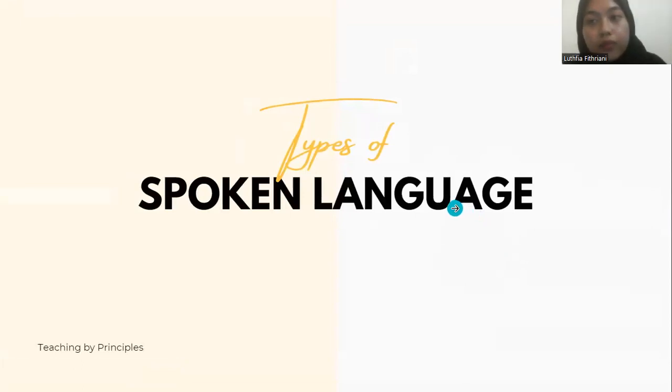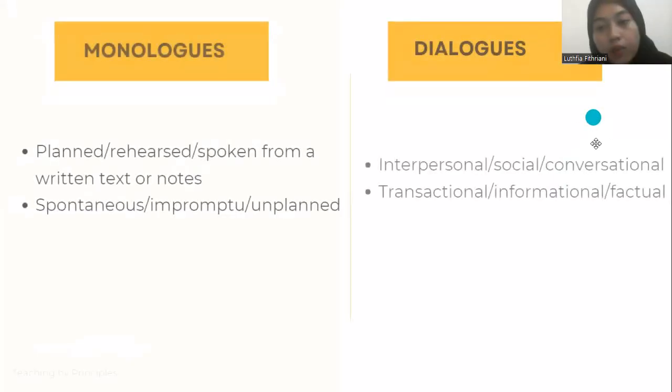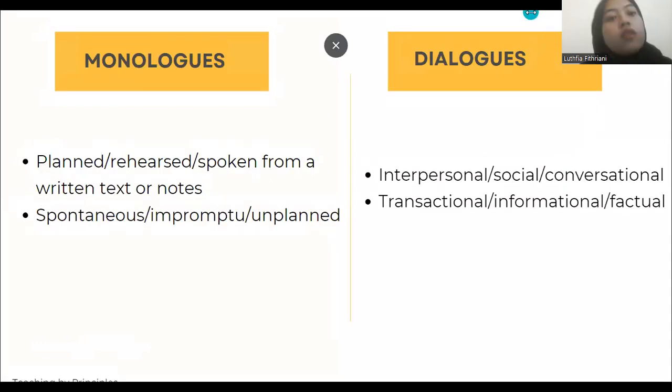Okay, let's move to the third topic, types of spoken language. There are two types of spoken language, monologue and dialogue. Monologue can be divided into two types. The first is planned, spoken from a written text or notes, and the second is spontaneous, impromptu, or unplanned. The dialogue, also the same as monologue, is divided into two types: interpersonal, conversational, and transactional or factual.